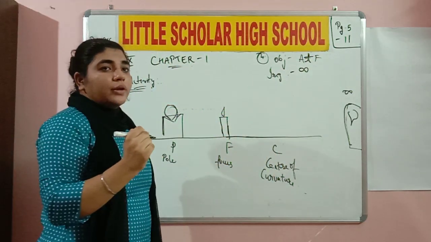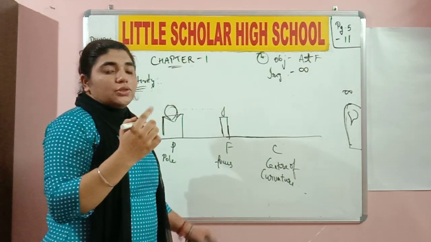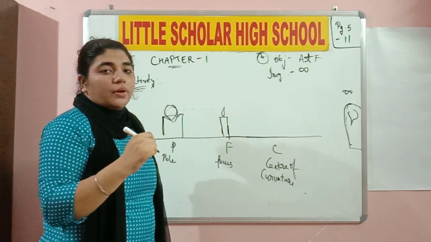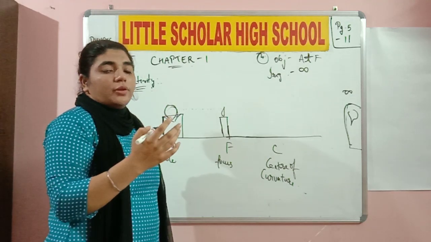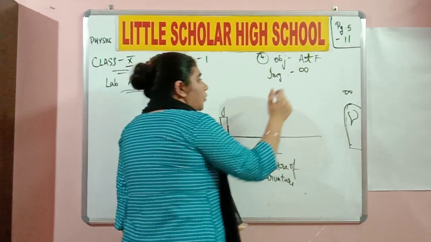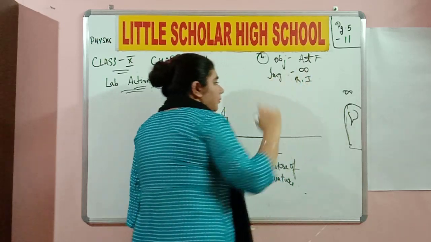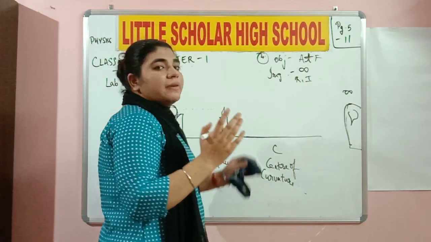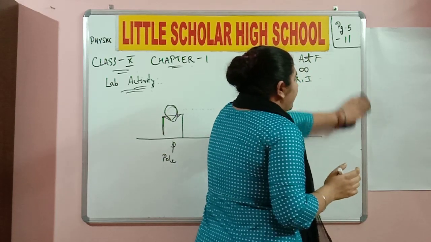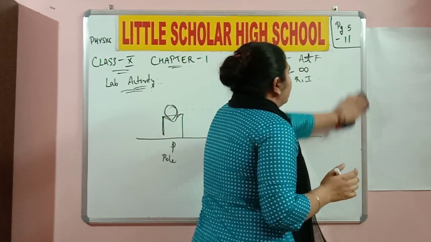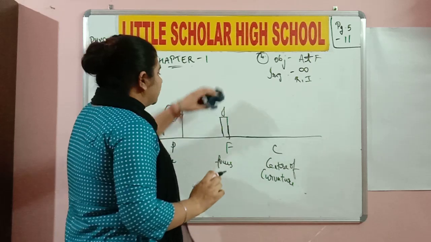What do you think is going to be the nature of the image? What do you think it is going to be? At infinity, you cannot decide or predict what kind of image it is, but definitely it is going to be real and inverted. Okay, the size may vary because the screen is placed pretty far. The size is going to vary because of this.